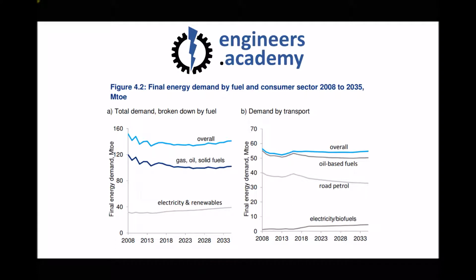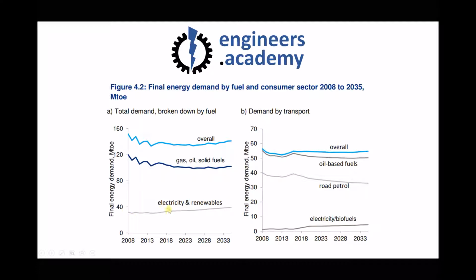We're going to look at a number of different charts, but the most important one is this first one on the left-hand side, because this represents our total energy demand broken down by fuel type. We have different fuel types here, and the top line represents the overall, the sum of this line and this line here. These two lines: the top one represents gas, oil and solid fuels, which is obviously what we're trying to move away from. And the bottom line represents electricity and renewables. So this is the important line. We want to know how our consumption of electricity and renewables is going to increase.